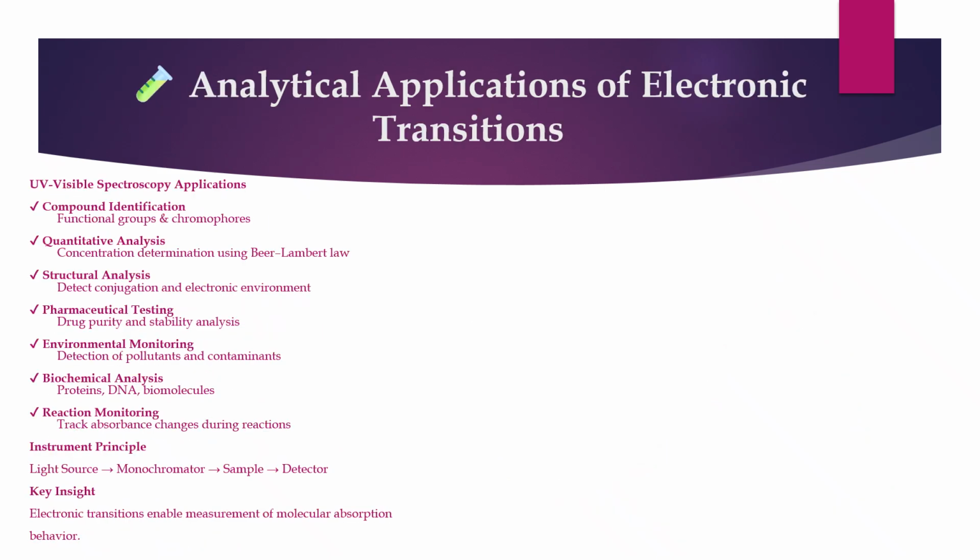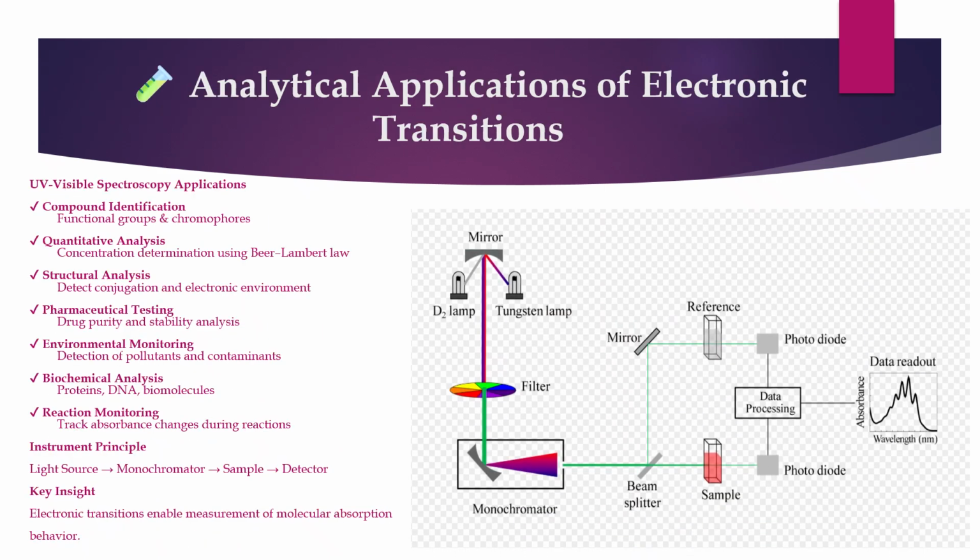This slide highlights the practical analytical applications of electronic transition. The lab analysis image shown here represents how these concepts are applied in a real chemical laboratory. Using UV visible spectroscopy, electronic transitions help in compound identification. Since every organic compound produces a characteristic absorption pattern, it becomes easier to identify functional groups and conjugated systems.